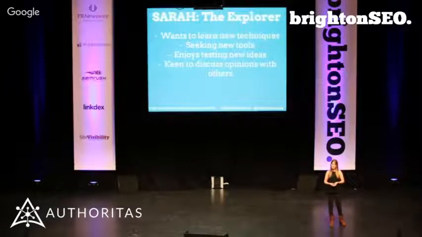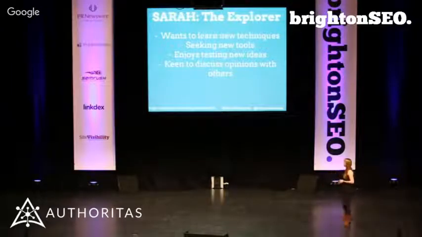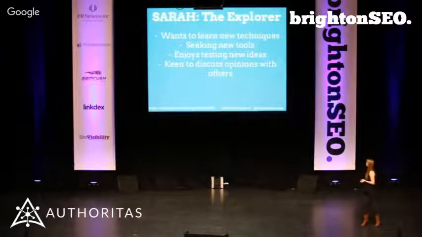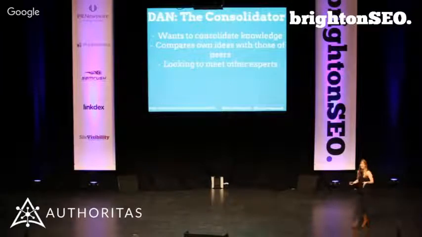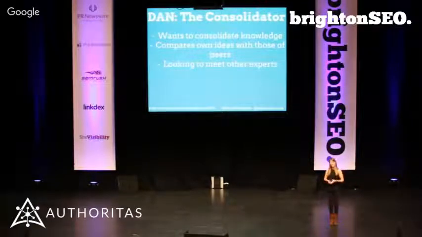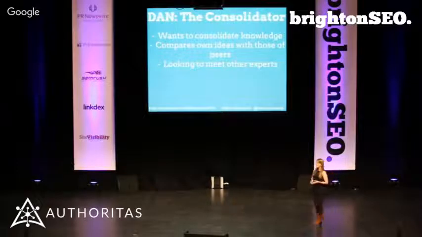She's my first persona. And I've built her by just consolidating a group of motivations into one. So I've called her my explorer. She wants to learn new techniques, she's seeking new tools, she enjoys testing new ideas, and she's keen to discuss her opinions with others. I said hi to Dan at the beginning. He's my consolidator. So he wants to consolidate his knowledge, compare his own ideas with those of people around him, and he's looking to meet other experts as well.